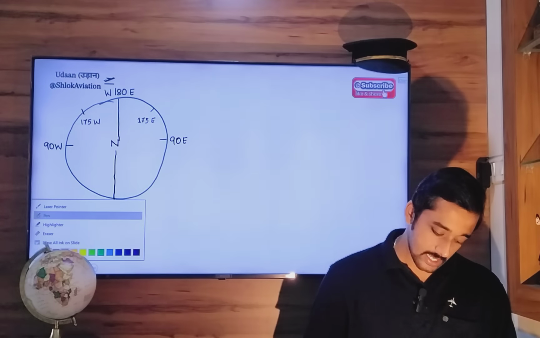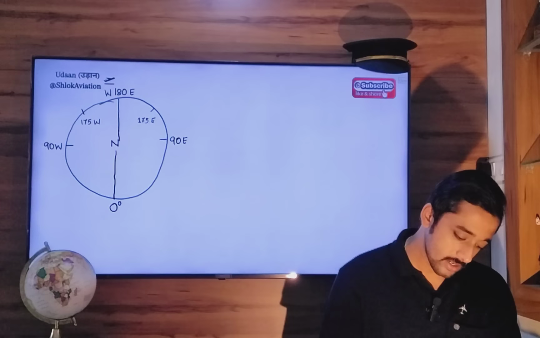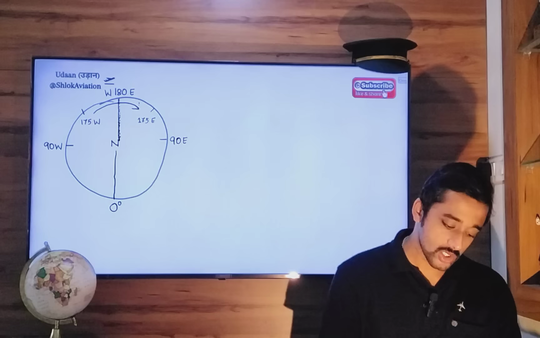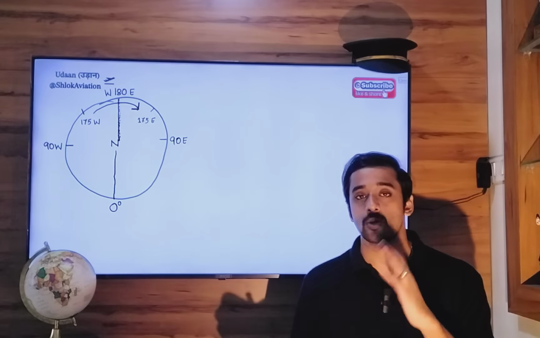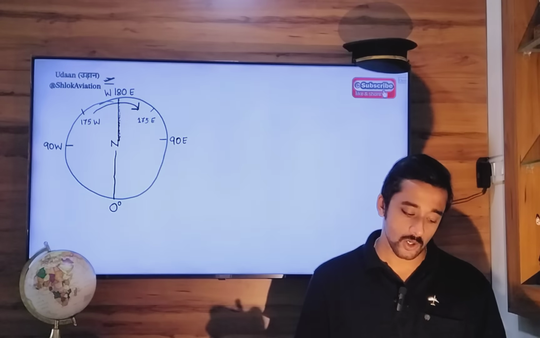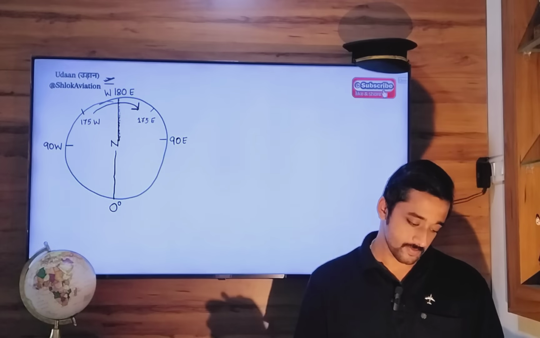Now this is the anti-meridian. This line is nothing but the anti-meridian of the prime meridian 0°. And you are traveling from 175 west to 175 east, meaning you are flying in the direction of 090. All clockwise directions are 090, anti-clockwise directions are 270 or westerly directions.